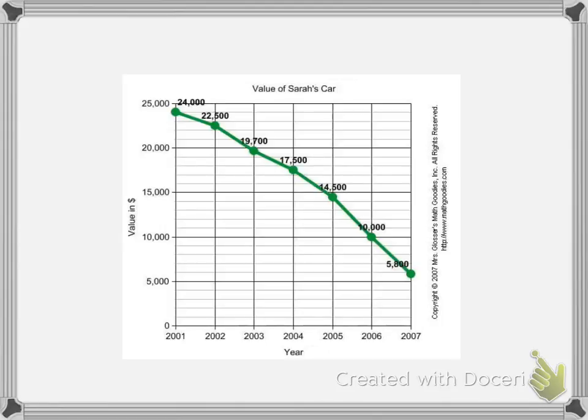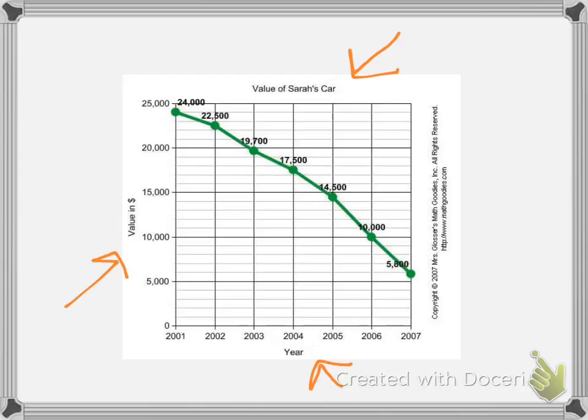Okay, so what I would like you to do is look at this chart right here and talk about what it's telling you. Remember to talk about the title. What do the axes tell you? What does the x-axis and the y-axis tell you? And what is happening with this information? What can you learn about it?